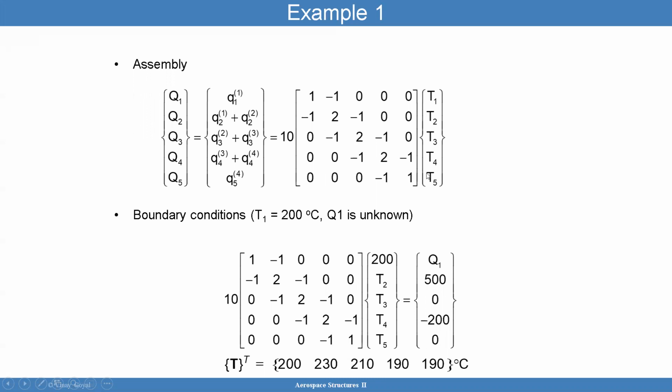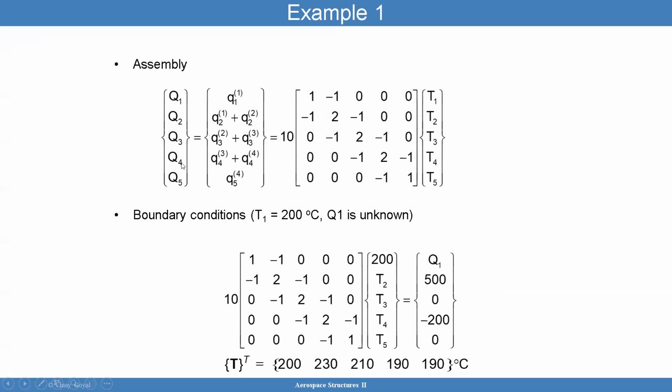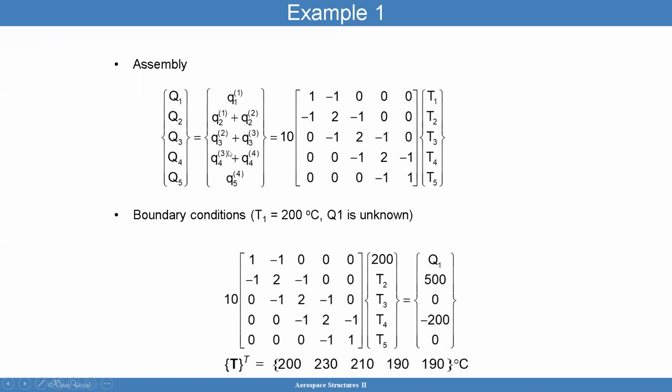These are all numbers, and now I know the heat fluxes at the boundaries of the nodes. Q1 is not known, Q2 is known, it's 500, Q3 is 0 because there's no heat flux coming in and out. Q4 is 200 out, Q5 is 0 because I have nothing going in or out. This one is unknown because I'm specifying the temperature, so we don't know what's going on with that one. But for the rest of them, I know what's going on. So now all I have to do is solve for T2, T3, T4, T5, and Q1. And when you do that, you get the temperatures across all the nodes in this problem.